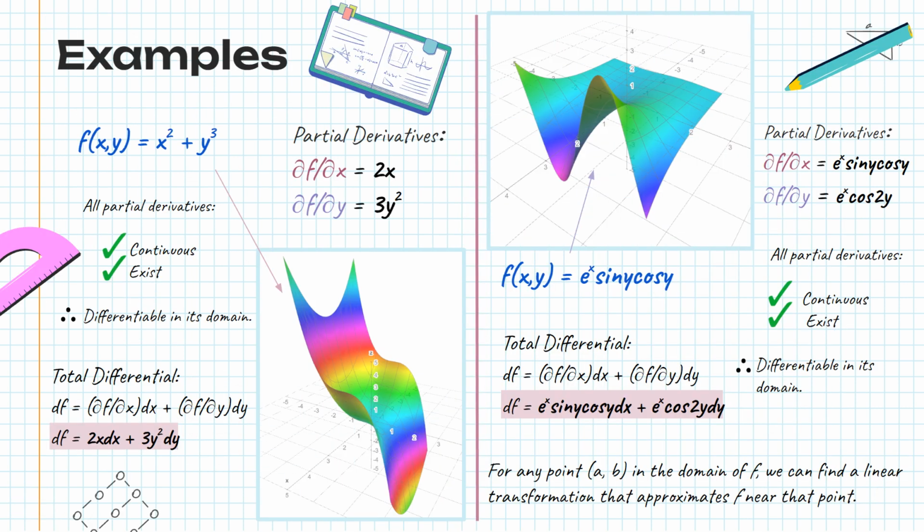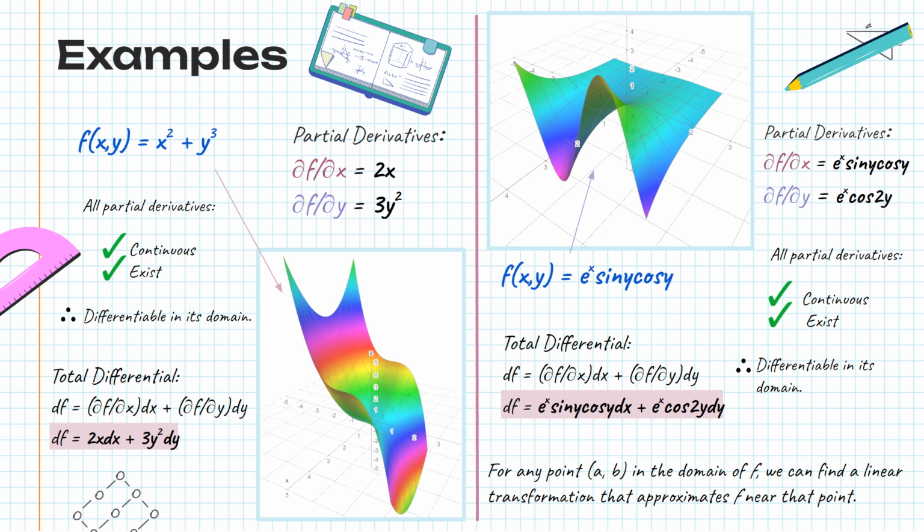Let's do two examples using this theorem. Let's determine the differentiability of the function f of xy equals x squared plus y cubed. We need to check if all partial derivatives of f exist and are continuous.